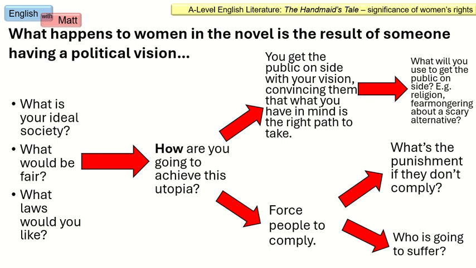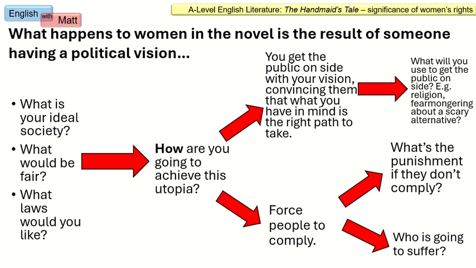So, what happens to women in this novel is the result of someone having a political vision, or a party, for example, that all share in the same vision. So, I think it's interesting to ask students, what is your idea of an ideal society? What is your vision? What laws would you need in order to make that vision a reality? And would your laws be fair? Would they be fair for all citizens? Or are the laws you are creating naturally going to discriminate against some people?